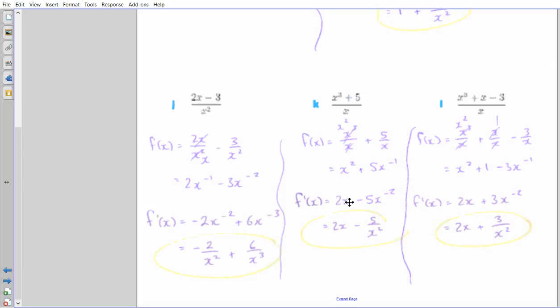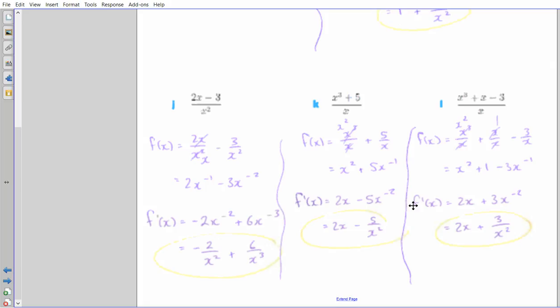If you need to make it positive indices, just bring it down like that. Same thing again: x cubed over x plus x over x minus 3 over x. X cubed over x cancels down to give you x squared. X divided by x just cancels to give you 1, and that's minus 3 over x. So you've got x squared plus 1, and then flatten this part: that's x to the 1, bring it up and make it x to the negative 1.